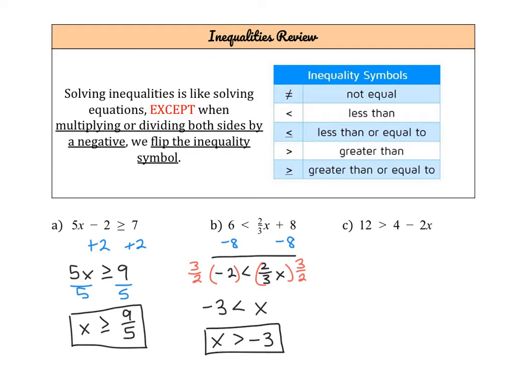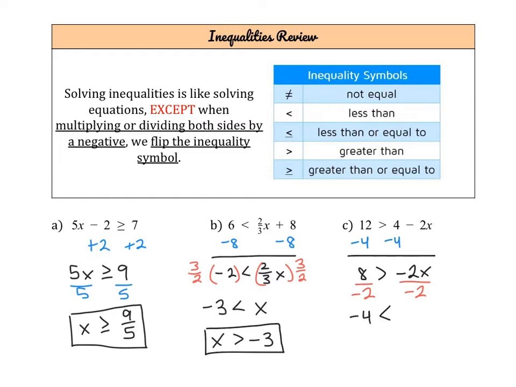All right, let's look at this last one. Here we can start by subtracting 4 from each side. 8 is greater than negative 2x. Now in this next step, look what happens. We're dividing both sides by negative 2. So before I even write the result, I'm going to make sure to flip my inequality sign.